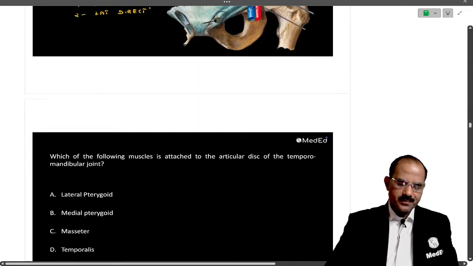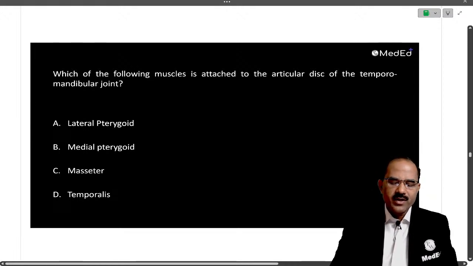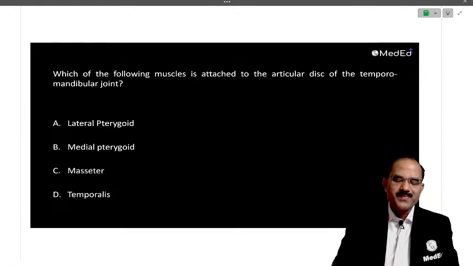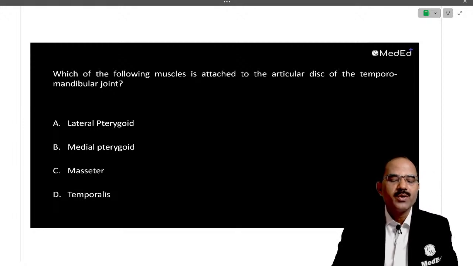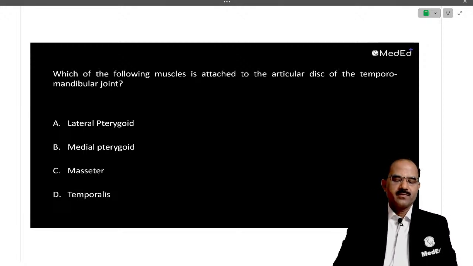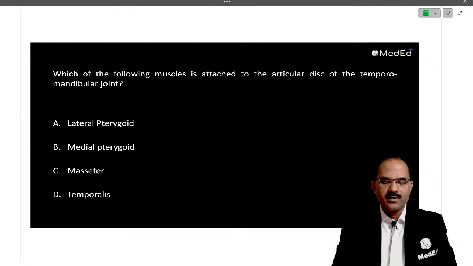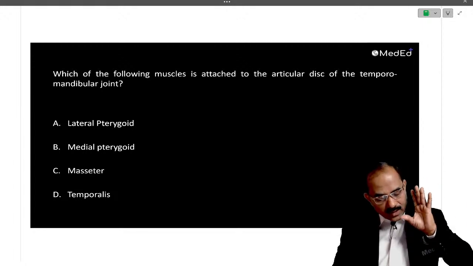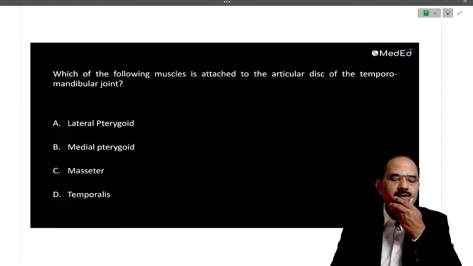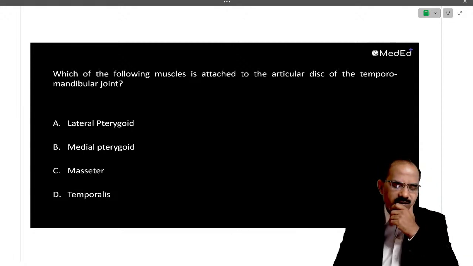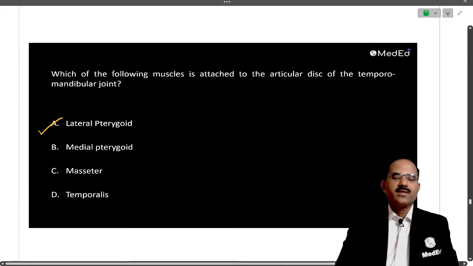Okay. Excellent. Chalo. Answer this MCQ. Which of the following muscles is attached to the articular disc of TM joint? Answer this. This you should know. Bacha, this can be an MCQ. This can be a visual slide also. I'll show you the visual slide. Well, it's not B. No, it's the lateral pterygoid. Very good. It's the lateral pterygoid.